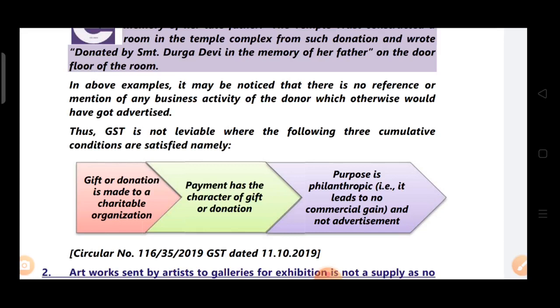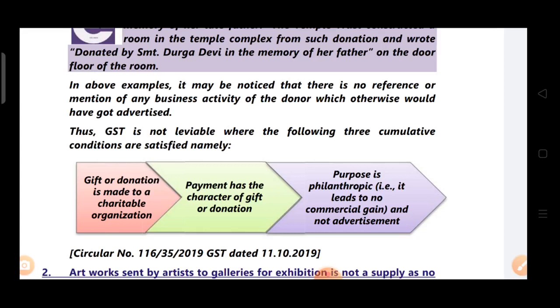So again, three conditions should be satisfied cumulatively. What are the three conditions that need to be satisfied cumulatively for non-leviability of GST? First is that gift or donation is made to a charitable institution. Second, payment has the character of gift or donation. Third is purpose is philanthropic. If three conditions are satisfied cumulatively, then there is no GST liability.